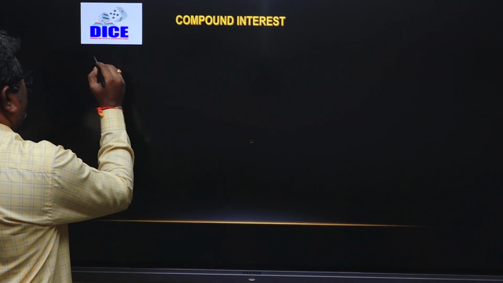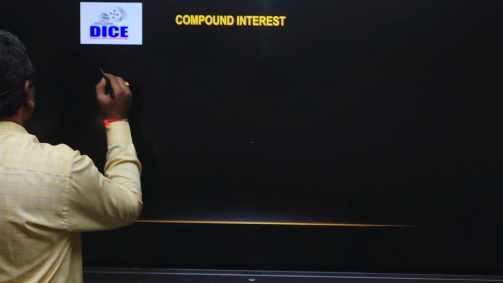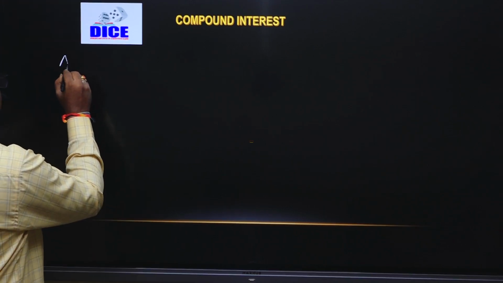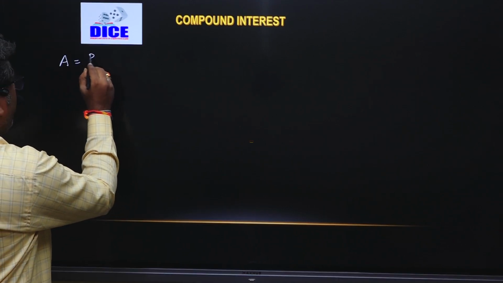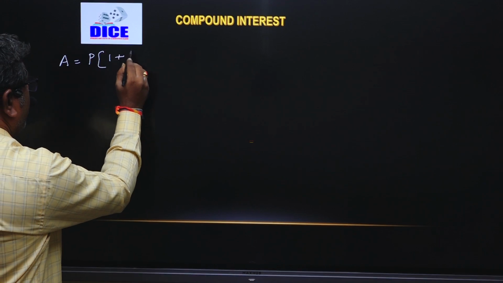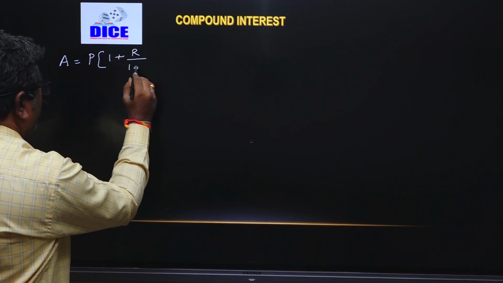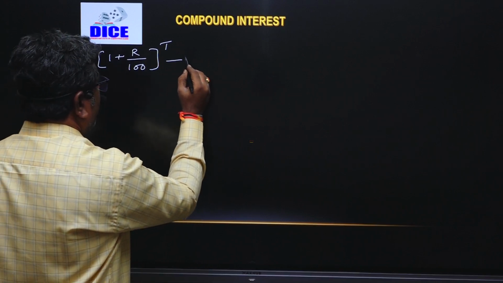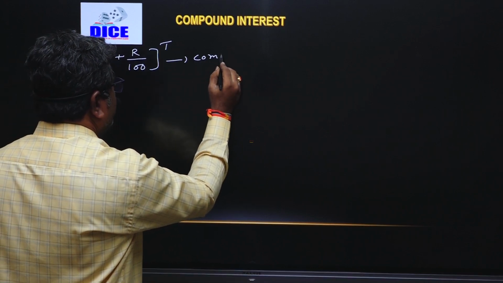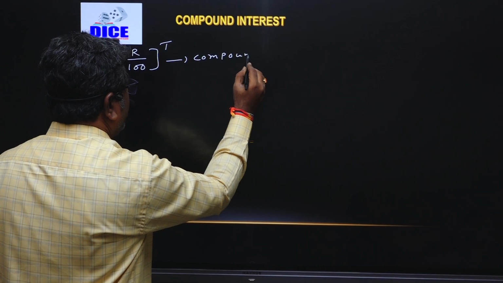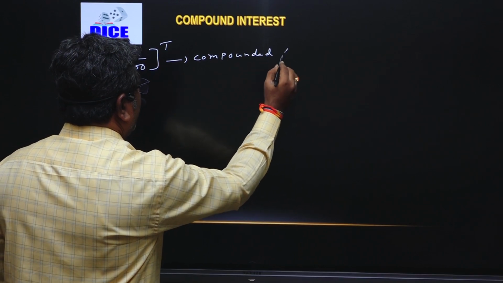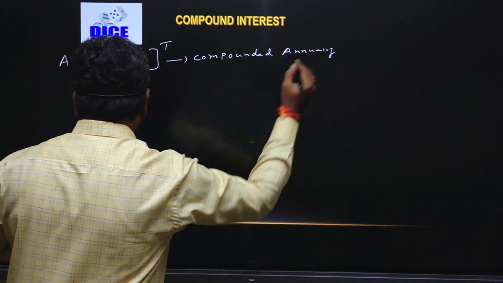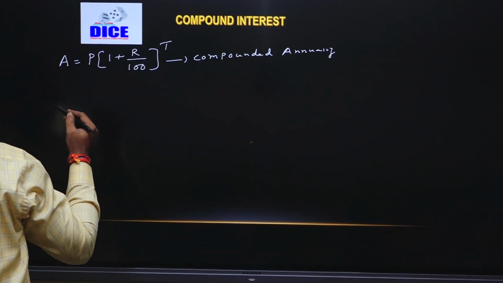Amount A is equal to, don't write down, just see, P into 1 plus R by 100 whole to the power of T. This formula will be used when compounded annually. సంవత్సరానికి ఒకసారి అన్నప్పుడు ఈ ఫార్ములా, compounded annually అని. Interest we are finding annually, then you can use this formula. Annually, compounded annually అన్నప్పుడు.